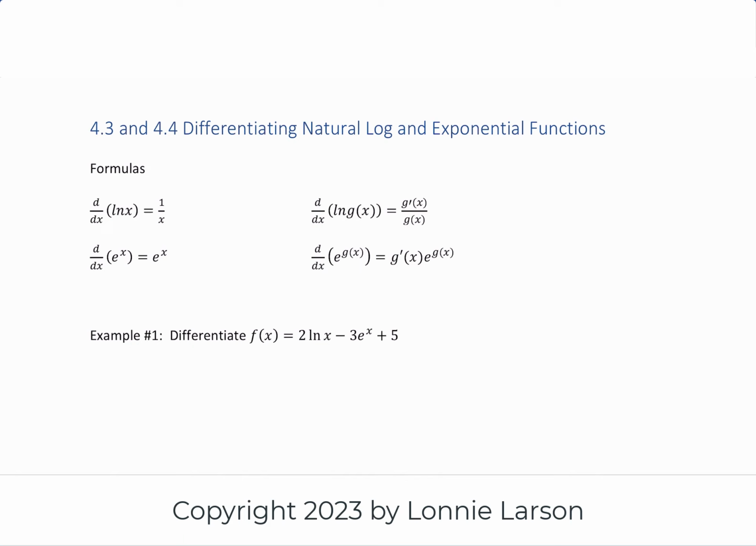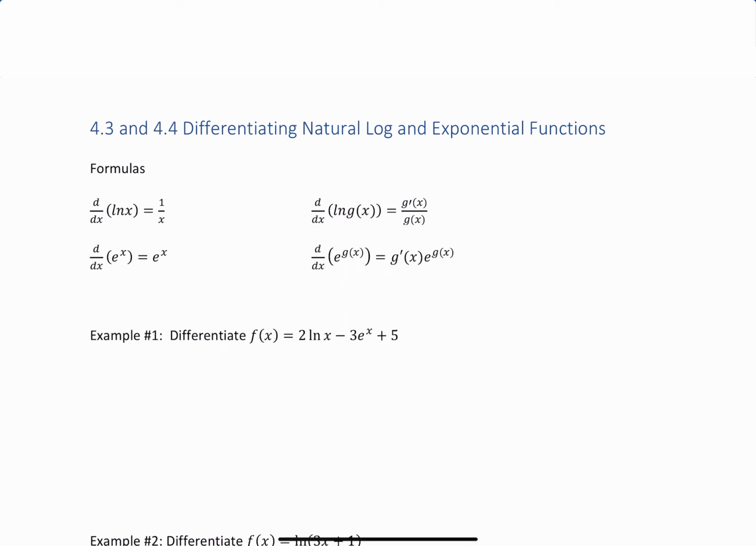Hi everybody. In this section, or these two sections, we're going to learn how to differentiate log and exponential functions. I've typed up the four formulas we need.